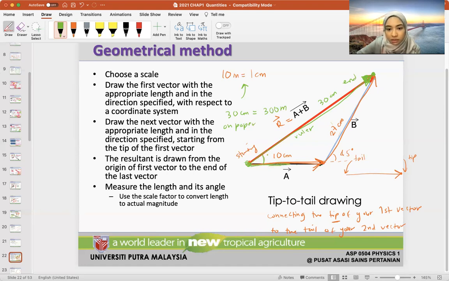Okay, and then the direction is the resultant punya angle, from the vector punya resultant to the positive x-axis. This is the angle. Use your protractor to measure. Pakai ruler dengan protractor for geometrical method. Okay, so that was tip to tail drawing. Any questions about this method?